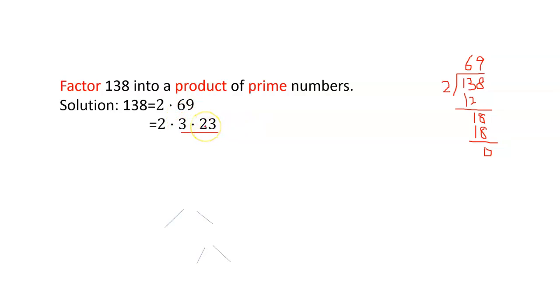And 23 actually cannot be broken down. You can try to check. 2 doesn't go in there because it's not even. 3 doesn't go in there because 2 plus 3 is 5, and 3 doesn't go into 5. 5 doesn't go in there because it doesn't end in 0 or 5. And you can check 7 doesn't go in there, and so on. So 23 actually is one of the prime numbers. And this is the answer.